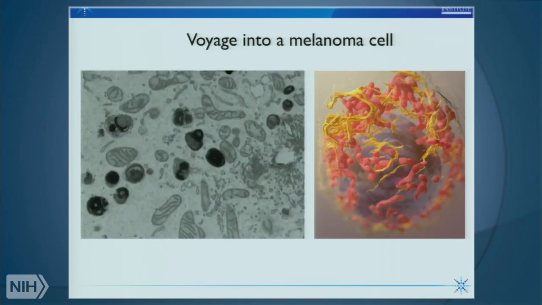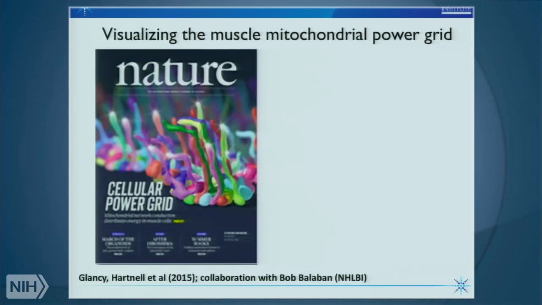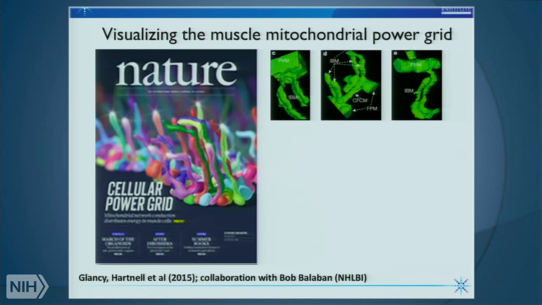But one of the good things about working in cells and being at the NIH was we began to develop very useful collaborations, and one of them was with Bob Balaban at the NHLBI, and this led to work that we published a couple of years ago, led by Brian Glancy in his lab and Lisa Hartnell in my lab, where we used these methods to visualize the muscle mitochondrial power grid and solve a long-standing problem of how these mitochondria are organized and how energy is conducted. And it led to surprises such as the visualization of single mitochondria that you see on the right-hand side. They don't look anything like what you might find in textbooks.